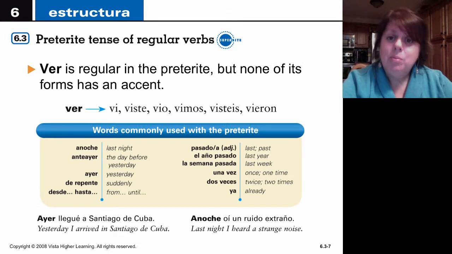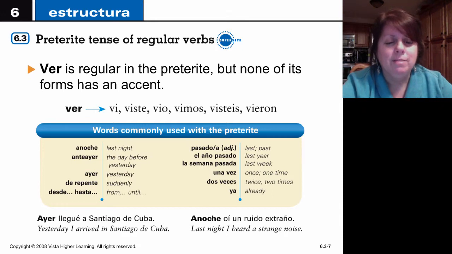Ver is regular in the preterite with the exception of the fact that it drops all the accent marks that the other verbs take. So vi, for example, is not vi with an accent, it's just vi. So we have the same sounds: vi, viste, vio, vimos, visteis, vieron. No accent marks whatsoever. Here are some words that will help you identify when to use the preterite.